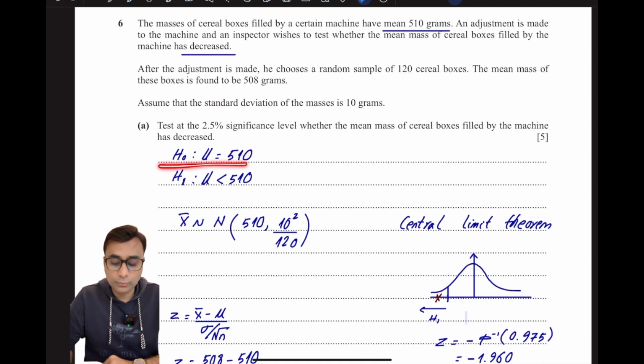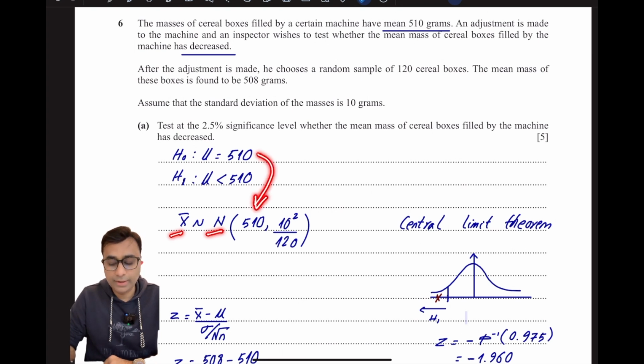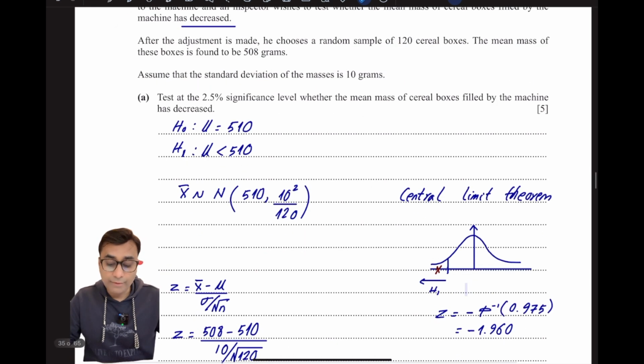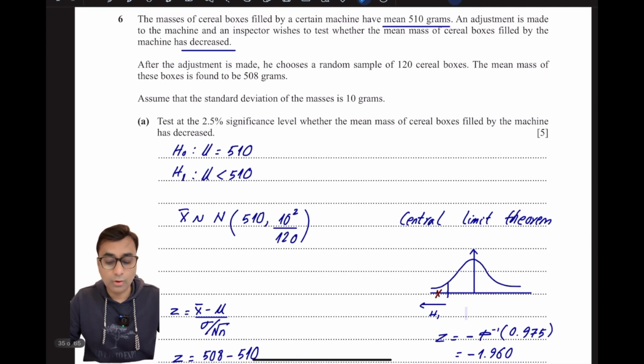My H0 would be mu is equal to 510 and my H1 is going to be mu is less than 510. Now X bar follows a normal distribution with null hypothesis being true, mean is taken as 510 and variance is going to be 10 squared divided by 120. We have to apply the central limit theorem over here because we don't know the distribution of the population. But since the sample size is greater than 30, applying central limit theorem, X bar must follow a normal distribution.